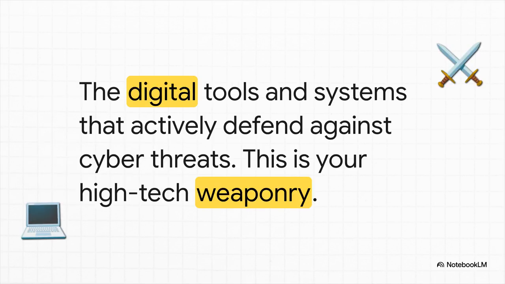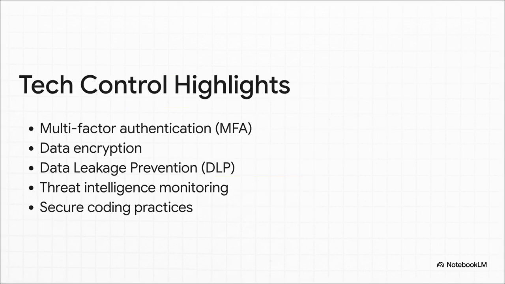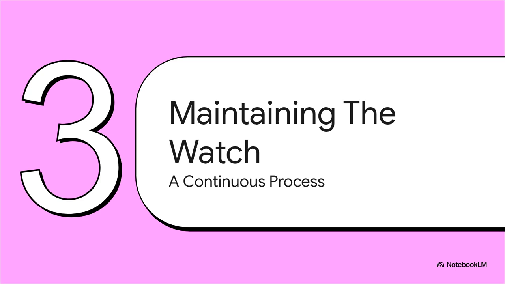And finally, we get to the high-tech weaponry. Technological controls are all the software and hardware systems that are actively defending your fortress against cyber threats, day in and day out. This is where you'll find all the modern essentials, right? Things like multi-factor authentication, strong encryption for your data, and data leakage prevention tools to stop sensitive information from walking out the door. It also includes proactive stuff like monitoring for threat intelligence and building security into your code from day one.